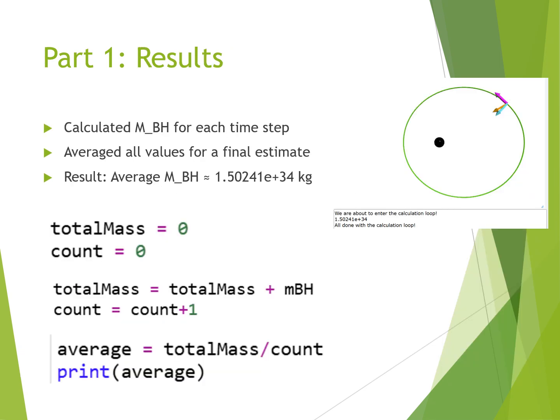So the results: the average mass of the black hole was 1.5 times 10 to the 34 kilograms. And on the right, you can see the final picture with the 3 arrows that represent the forces. And the 3 pictures below are of how I averaged the mass.